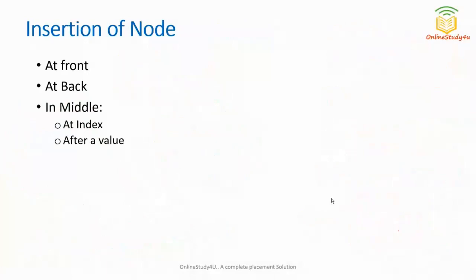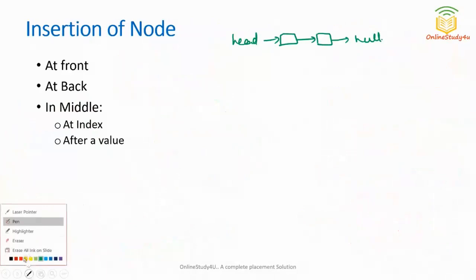Now insertion can be, keep patience, we have just started insertion. So insertion is the same thing, how we are initializing the reference. Insertion can be done in 3 ways. First, we can insert at the front of the linked list. Suppose we have a head, we have our first node, we have our second node, and this is pointing to null.